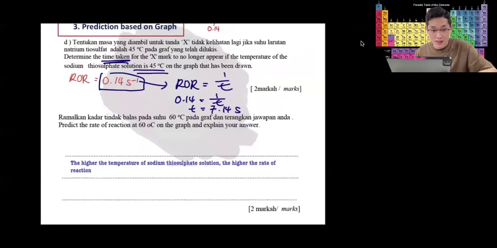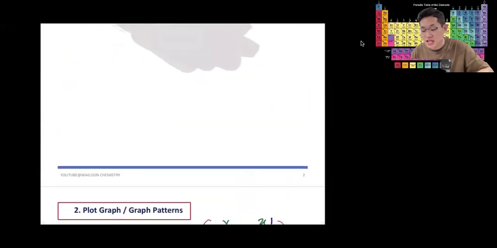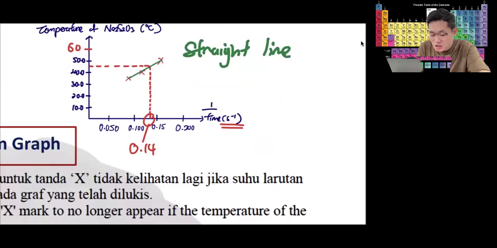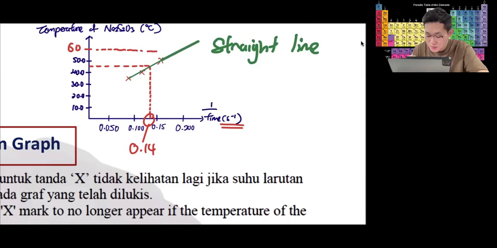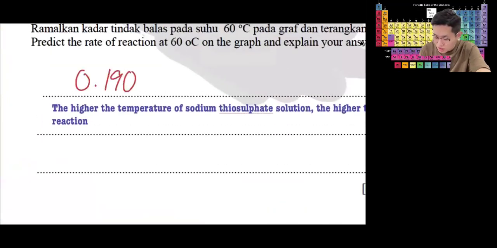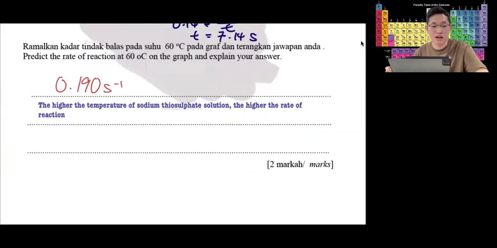Okay, can. Next. Predict the rate of reaction at 60 degrees Celsius on the graph. Explain your answer. Okay, they want me to use the graph again. You see, 60 degrees Celsius, it's here. I need to extend my graph actually. You have to extend your graph further a bit so that you can get the data for 60 degrees Celsius. So maybe it is around 0.19. I just write 0.19 as my rate of reaction.